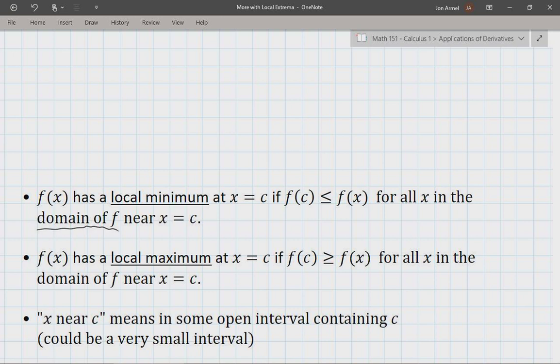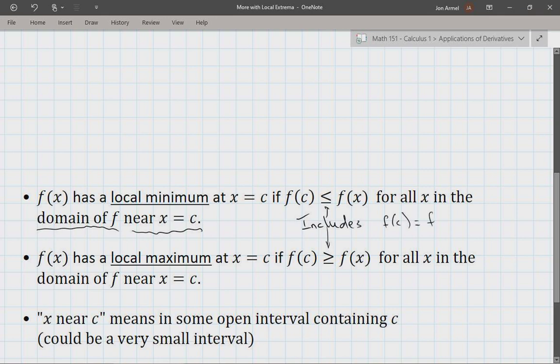And remember, when we say x near x equals c, that means that we only have to be in some little tiny open interval. And that interval could be very small. If you have some peaks very close to each other, like a highly oscillatory sine wave or something, each one of those peaks counts as a local max because the interval around each one only has to be really tiny. So the other thing I wanted to point out is that this inequality here includes the equals to. So both of these include the case where f of c equals f of x.